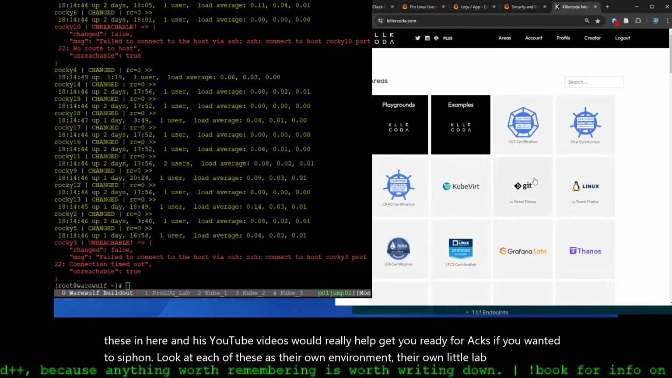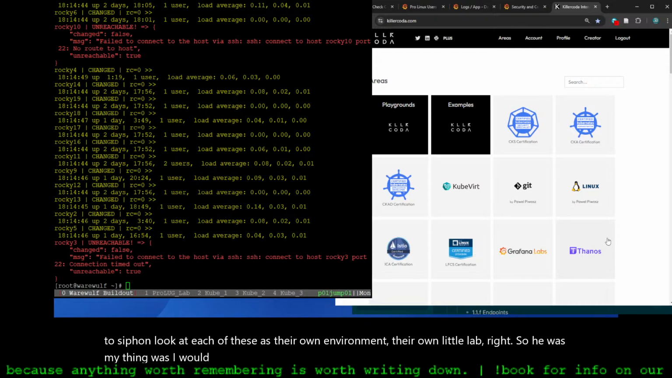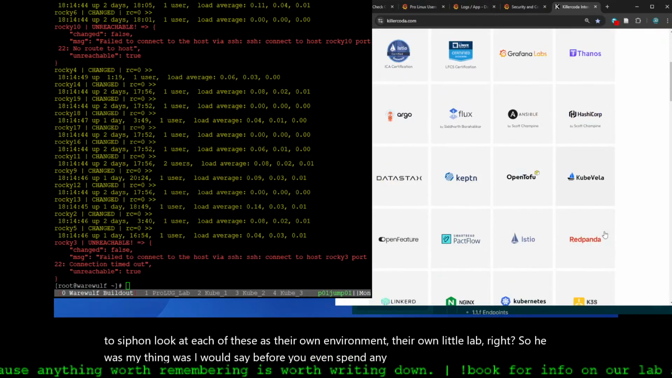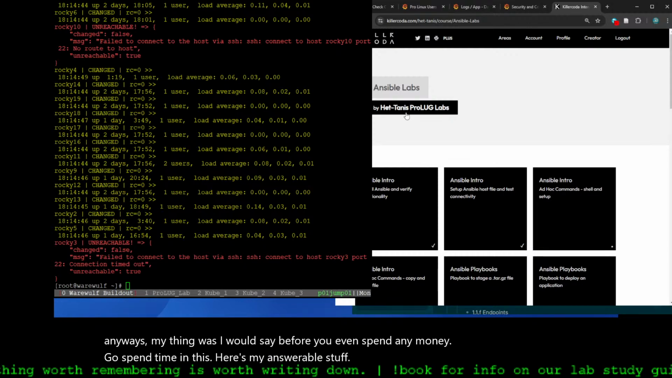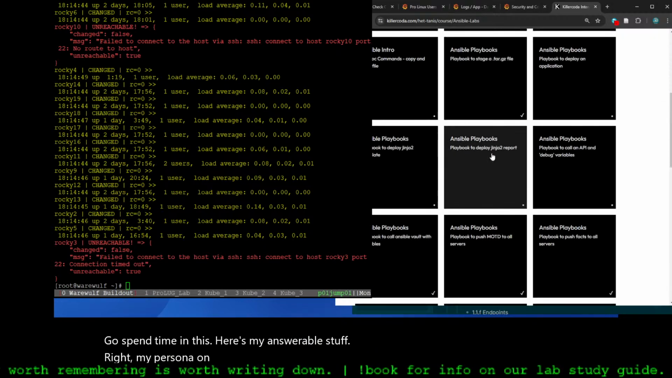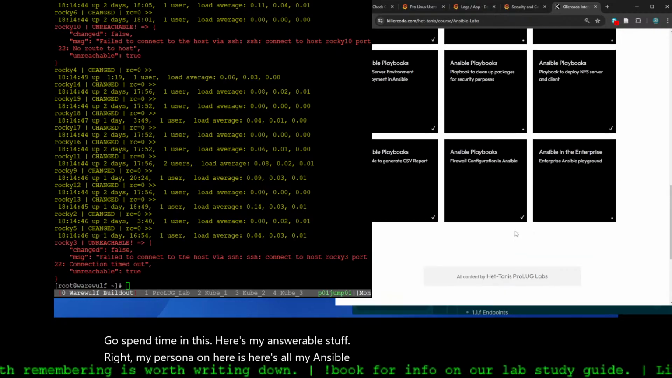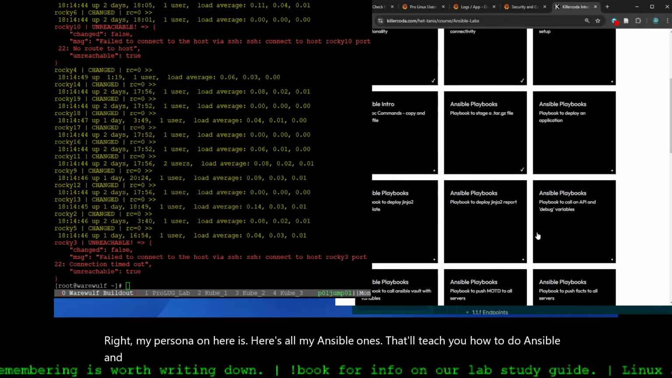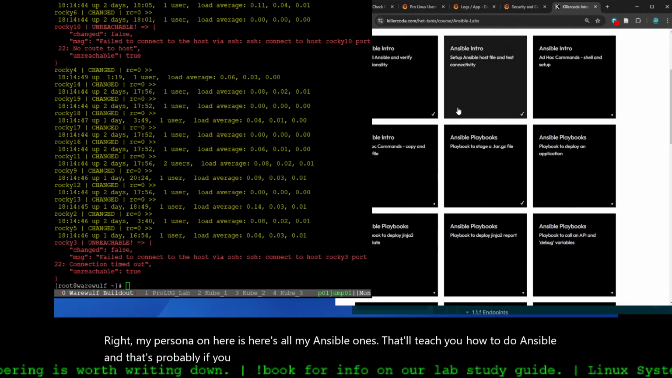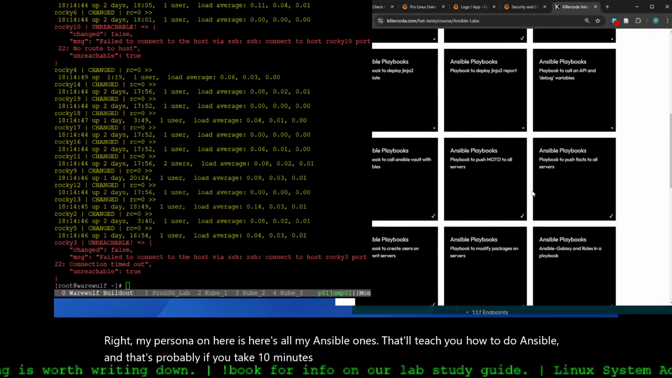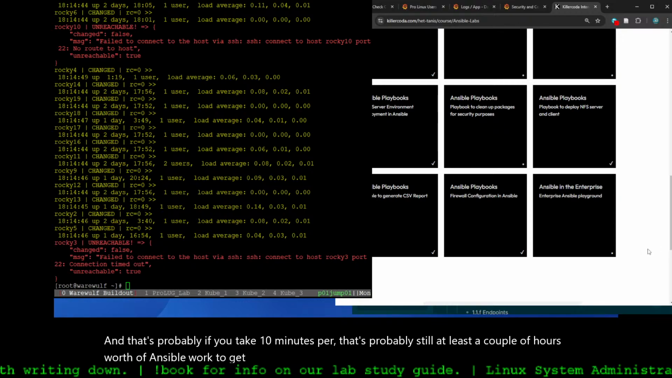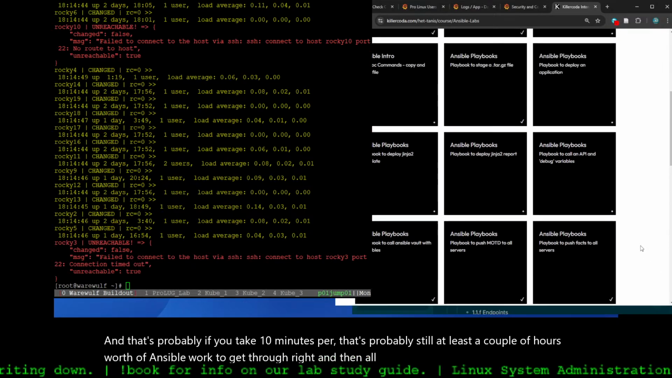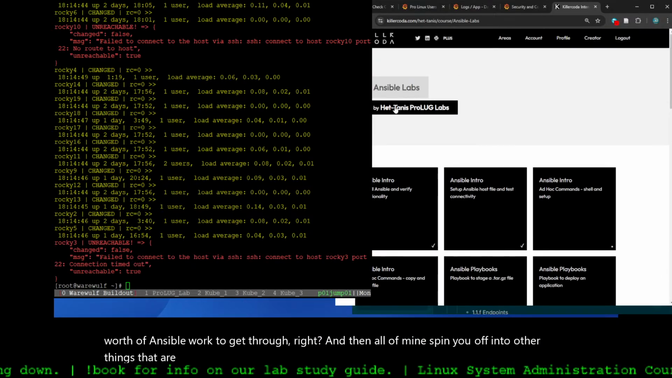So anyways, my thing was, before you even spend any money, go spend time in this. Here's my Ansible stuff, right? My persona on here is Het Tanis. Here's all my Ansible ones that'll teach you how to do Ansible. If you take 10 minutes per, that's probably still at least a couple of hours' worth of Ansible work to get through, right? And then all of mine spin you off into other things that are maybe useful as well.